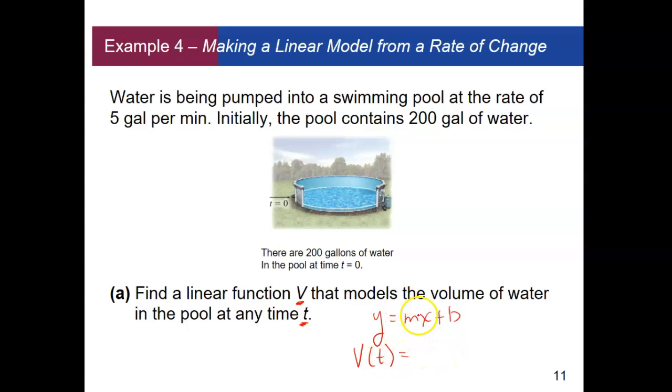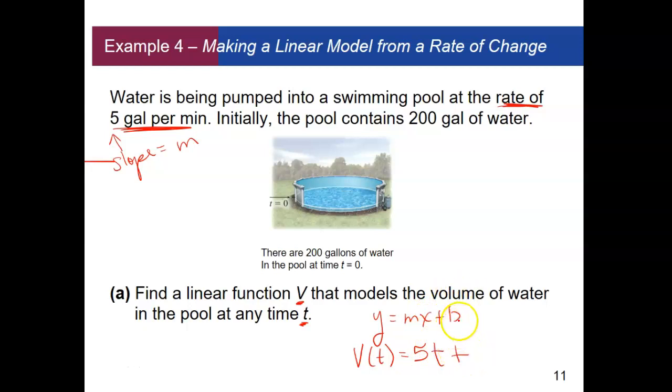Okay, I need to find my slope, which is my rate of change. So if I look up here, the water's being pumped into the swimming pool at the rate of 5 gallons per minute. So that is going to be my slope, or my m in the equation. So I'm going to put 5. It's based on the variable time, so this is going to be a t.